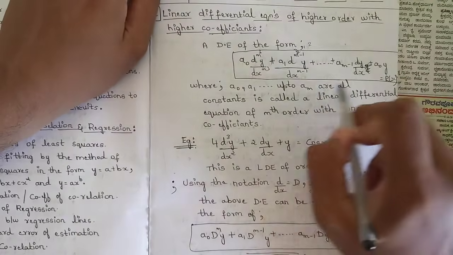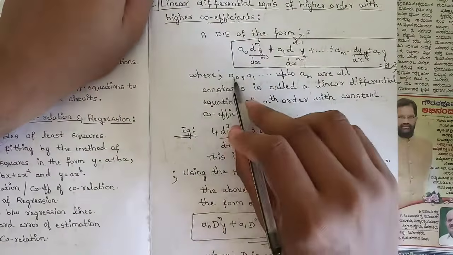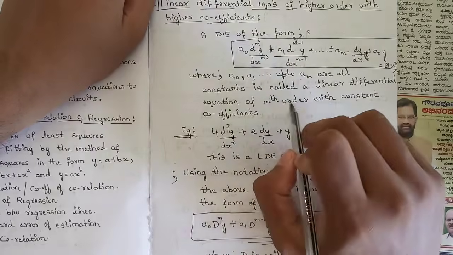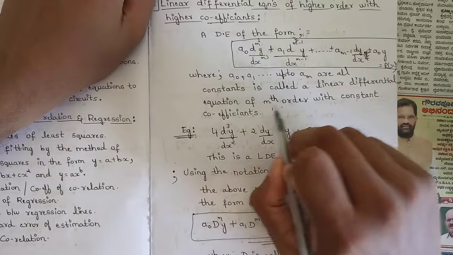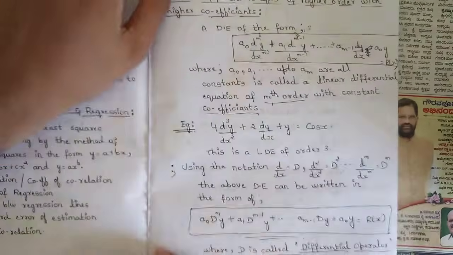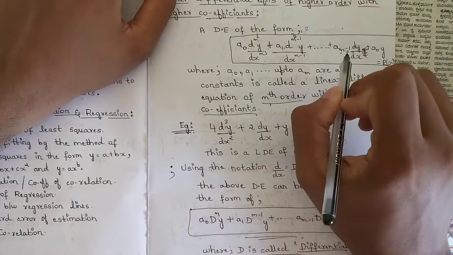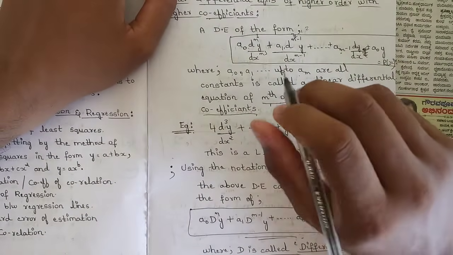This is the general form of the differential equation, where a naught, a1 up to an are all constants, and they are called a linear differential equation of nth order with constant coefficients. Here a naught, a1 up to an minus 1 are the constant coefficients.